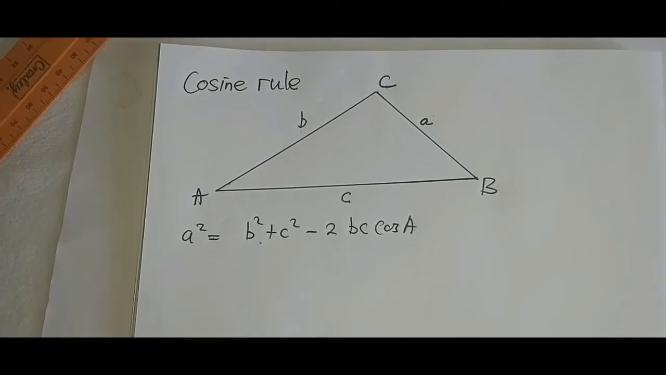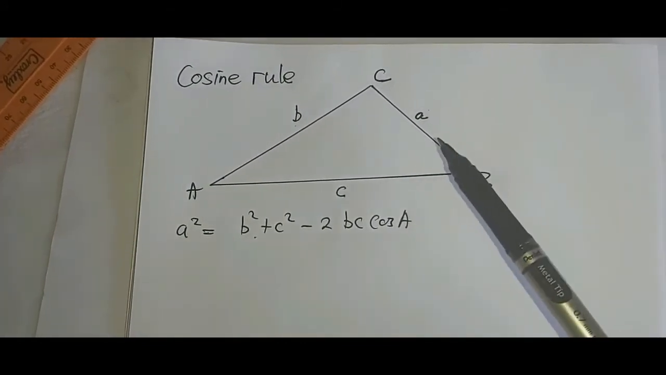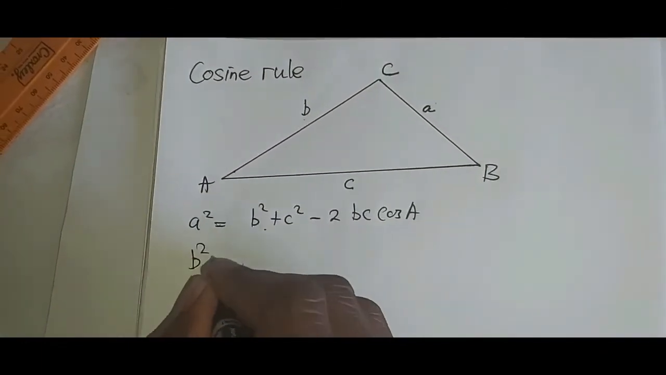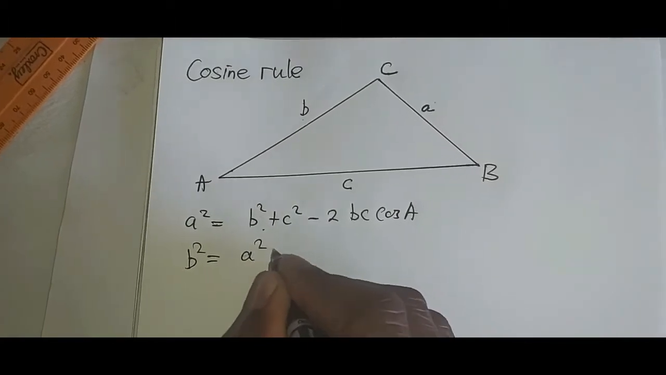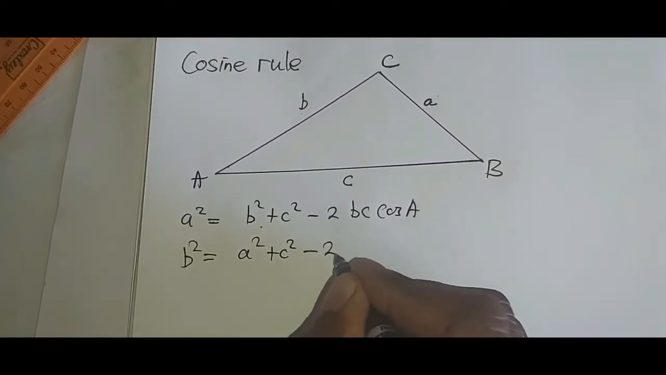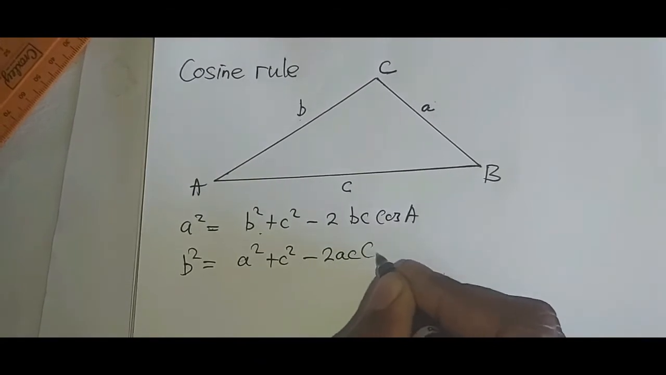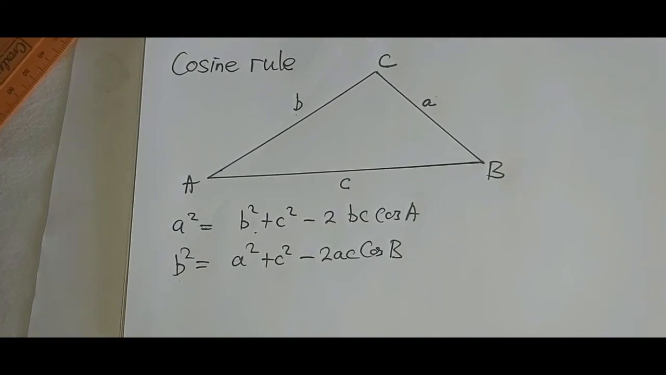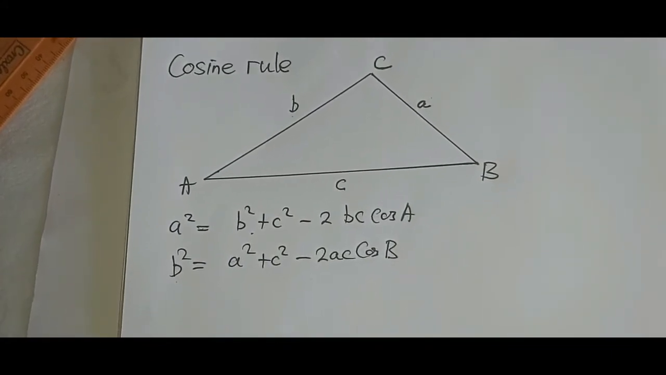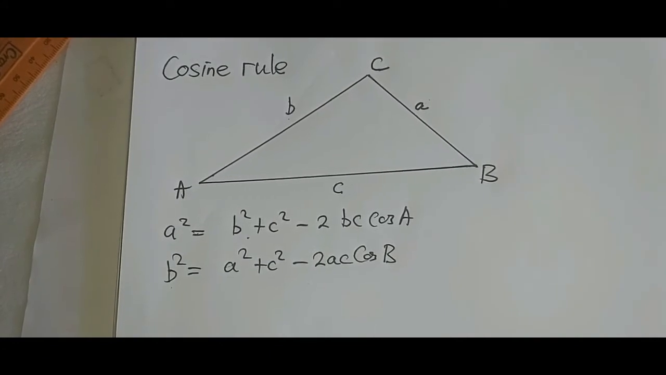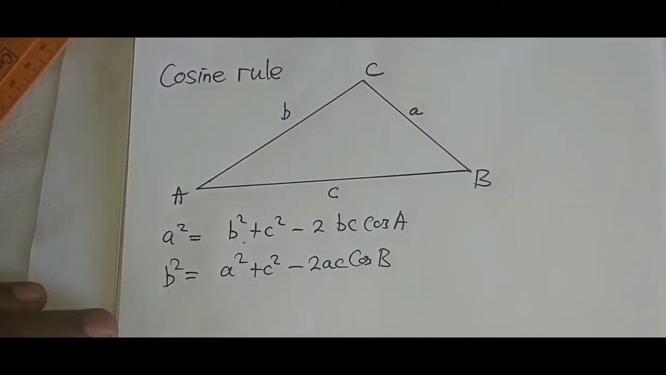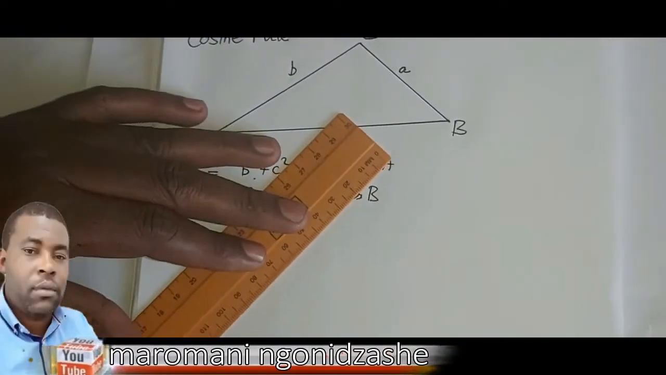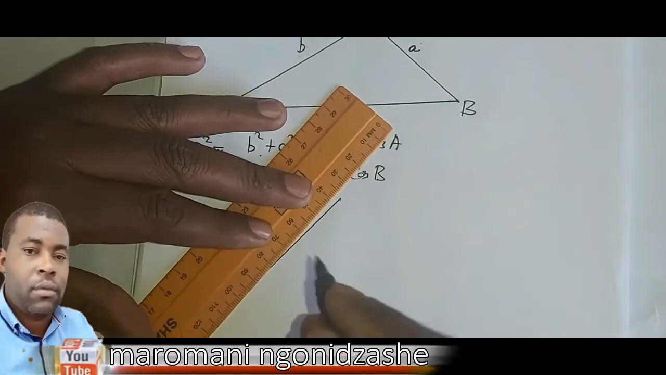For example, let's say maybe you are looking for side B. It means there it will be B squared is equals to A squared plus C squared minus 2AC cos of angle B. That is the cosine rule. So the cosine rule works very well when you are working with a triangle that is not a right angle triangle. For example, here, let me just give you an example, just an example for the purpose of explanation.